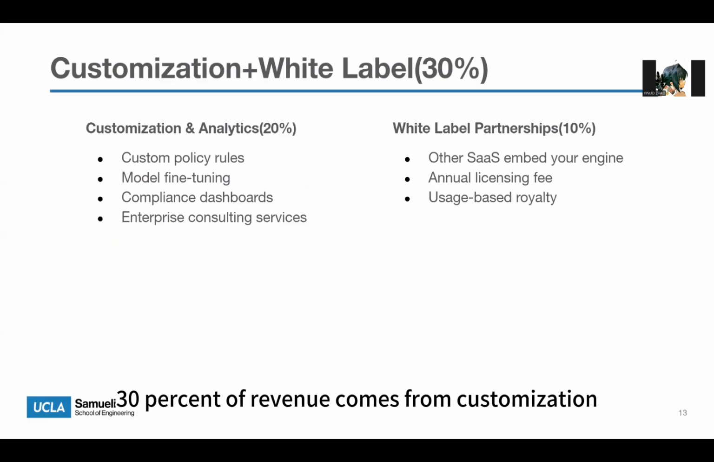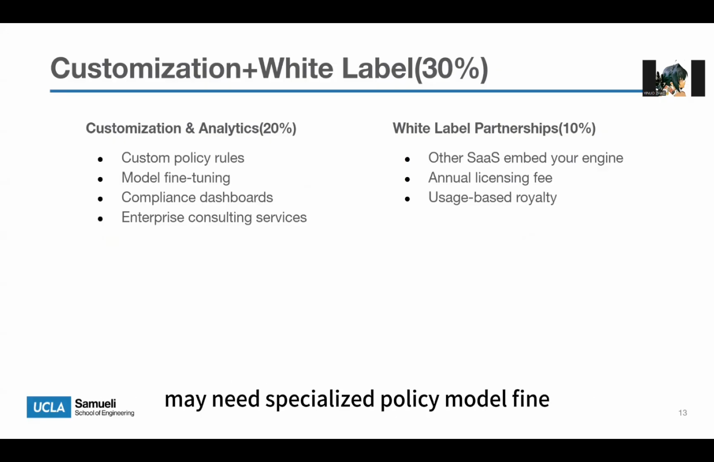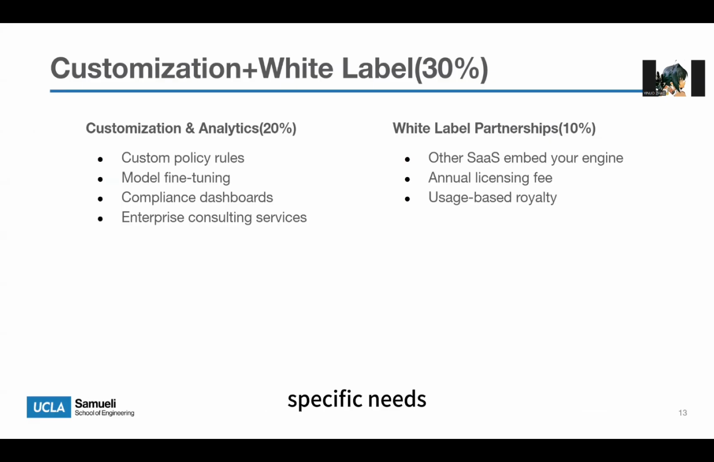The remaining 30% of revenue comes from customization services and white label partnership. For customization, companies may need specialized policy model fine-tuning, custom compliance dashboards, or enterprise-level consulting. These are higher margin services that address industry-specific needs like finance, healthcare, and legal.